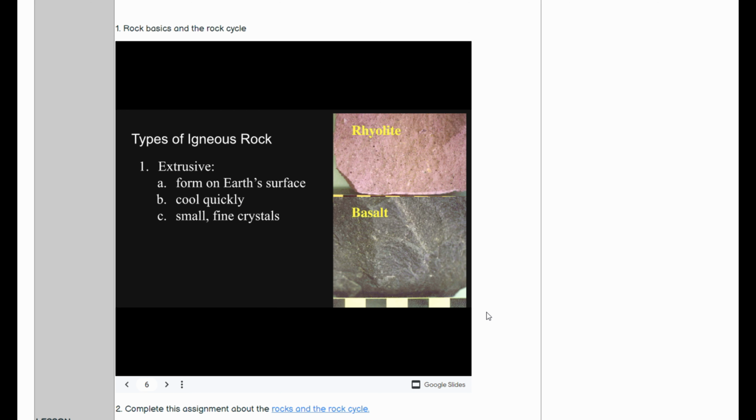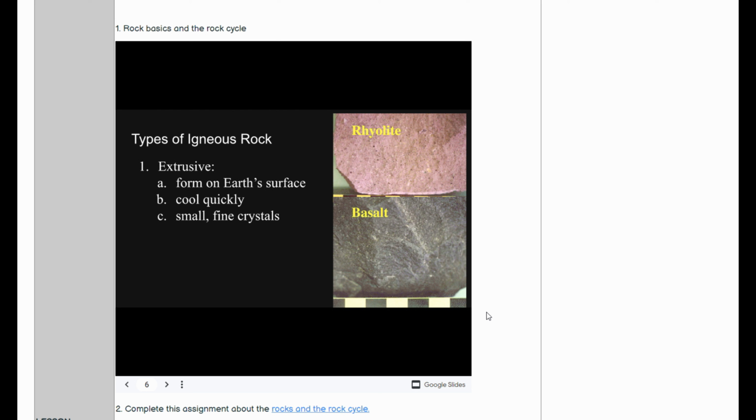Alright, so 2 types of rocks, intrusive and extrusive. We're going to start off looking at extrusive. These are going to be things like rhyolites and basalts. There are images of both on the right-hand side. Rhyolite has kind of a reddish color from the iron content. Basalts, remember, are ocean floor type rocks.